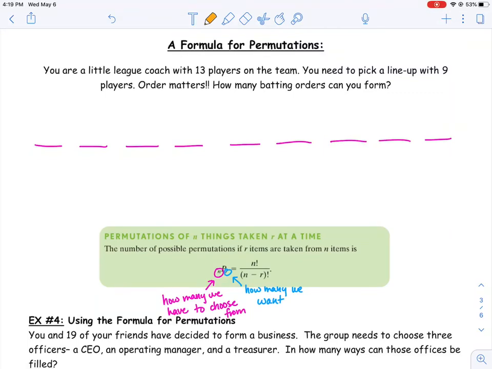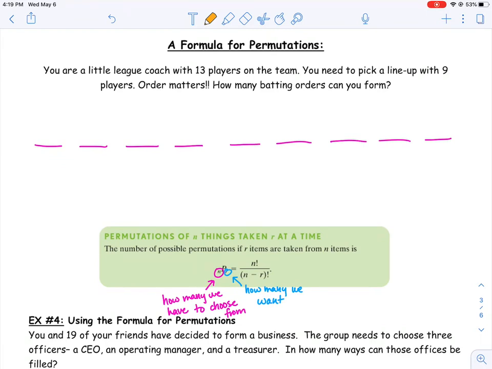Okay, we're in our second video of 11.2 talking about permutations. Let's start off with this kind of scenario, and then we're going to talk about if we can come up with a formula to help us figure out how to solve permutations without having to write it all out.